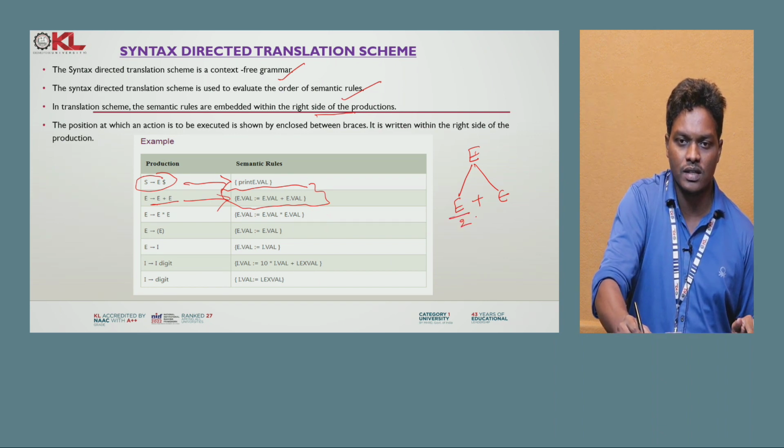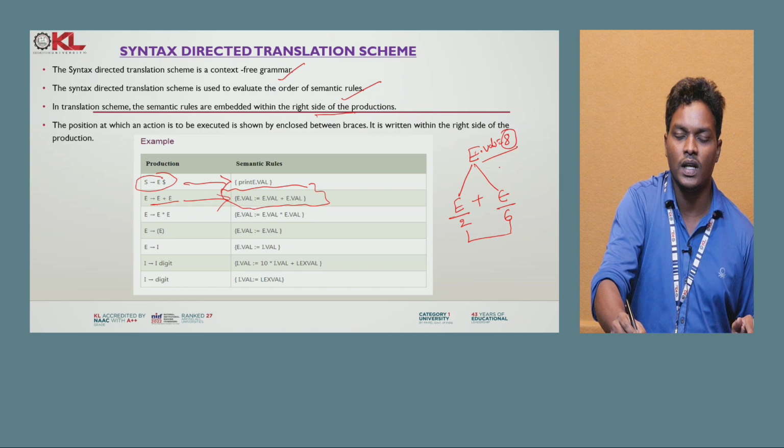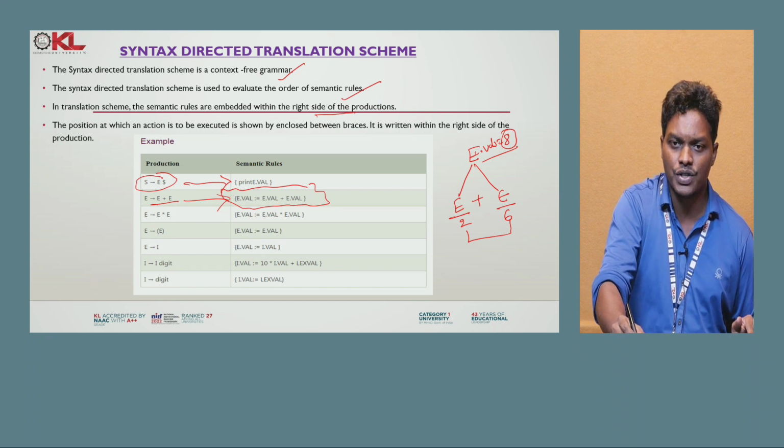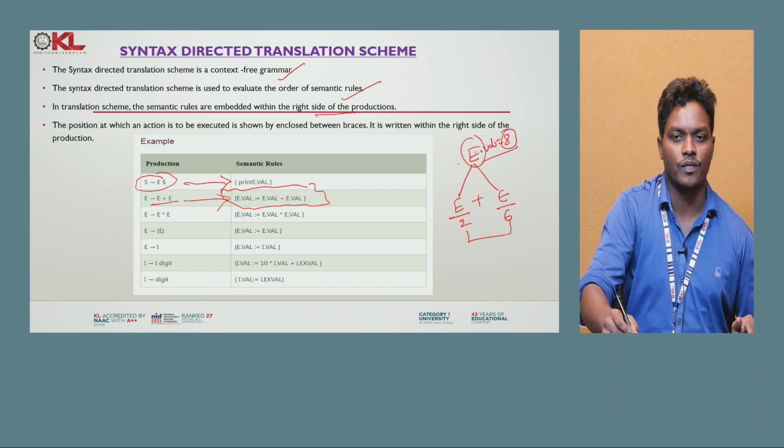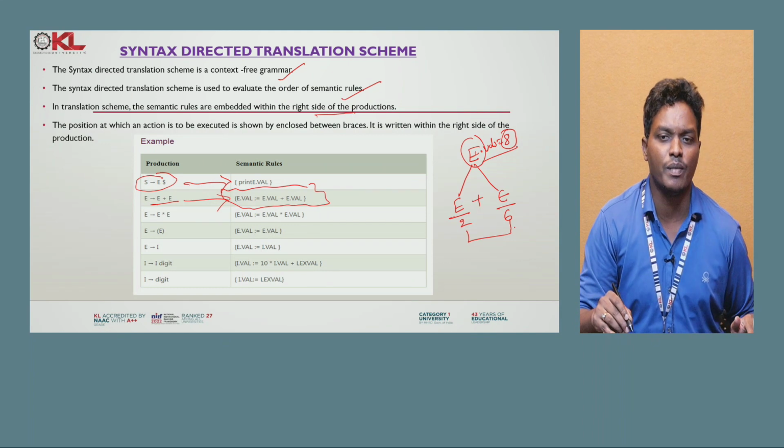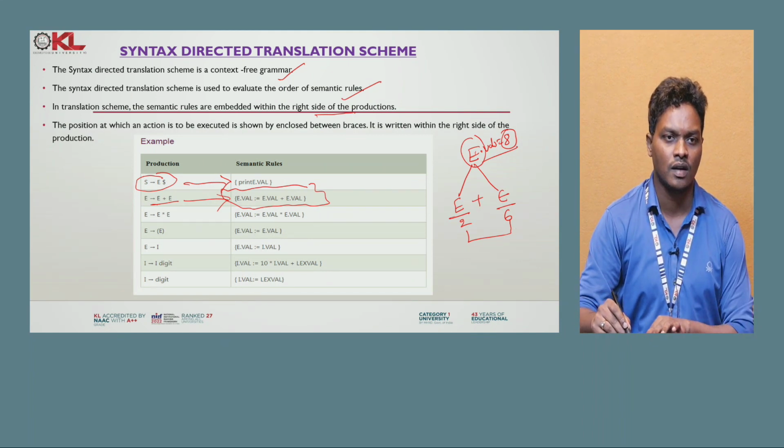Suppose the values are 2 and 6. So 2 plus 6 is equal to 8. So E dot value is equal to 8. We will evaluate this, and we will give that evaluation to the root node. So that particular semantic rule will apply. So that is the thing. Next.